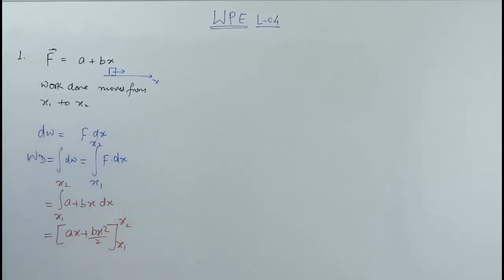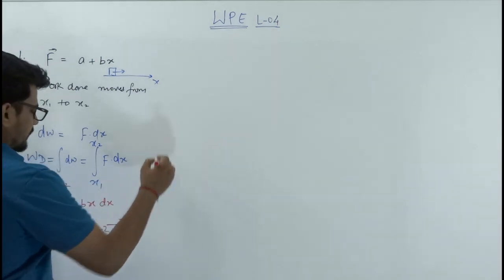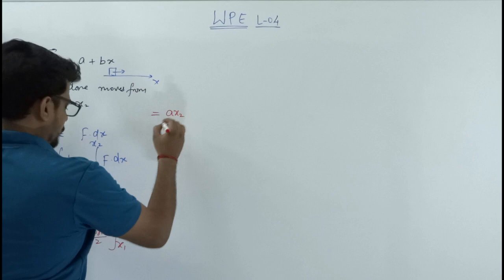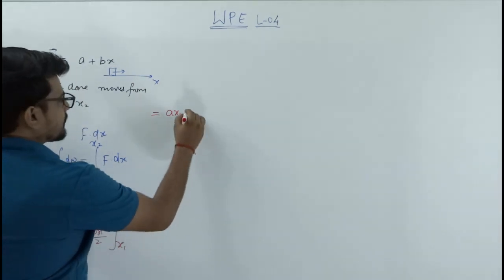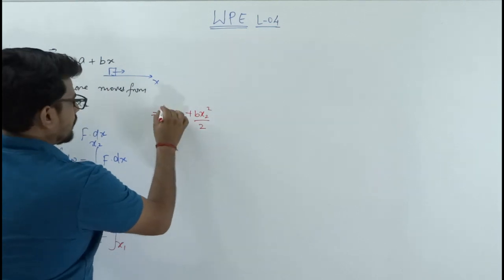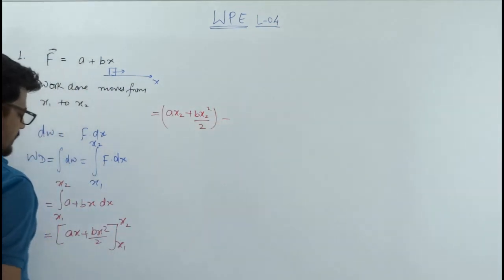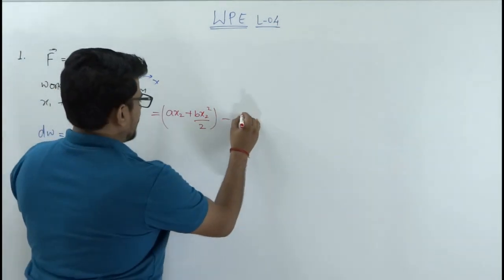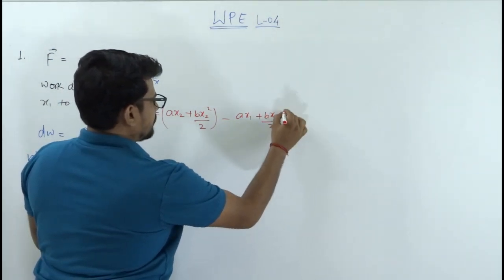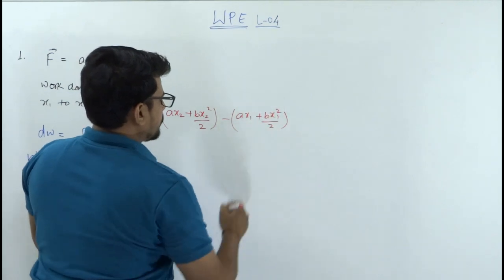All okay? Great. Now the next step is you're going to put in the values of the limits. So that should be a x2 plus b x2 whole square upon 2, and you put the lower limit, that is x1. So it's going to be ax1 plus bx1 square upon 2.